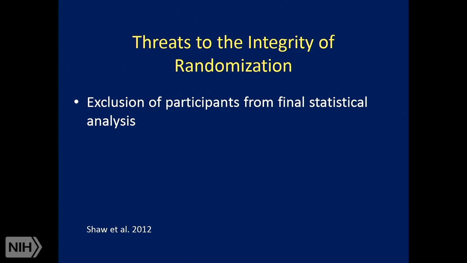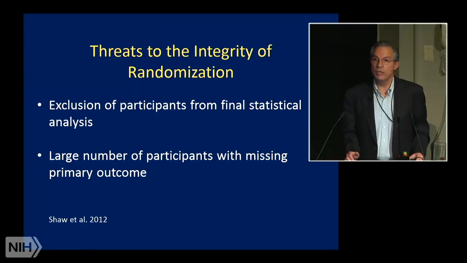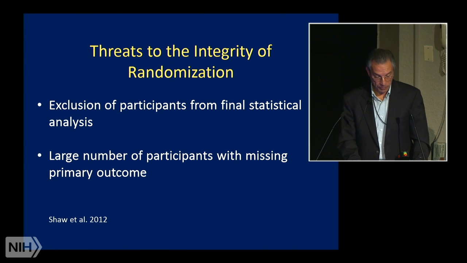So the threats to the integrity of randomization: exclusion of participants from final statistical analysis, we talked about that, and a large number of participants with missing primary outcomes. So we talked about that too. So what do you do? Well, there are methods to treat them. You keep them in the analysis. Now, if there's nothing you can do, and because they're missing, they're not going to be included in the analysis, well, that's all you can do. I mean, you can't create numbers that are not there.